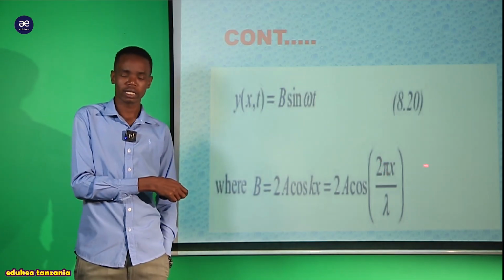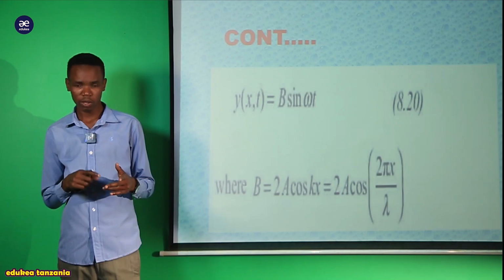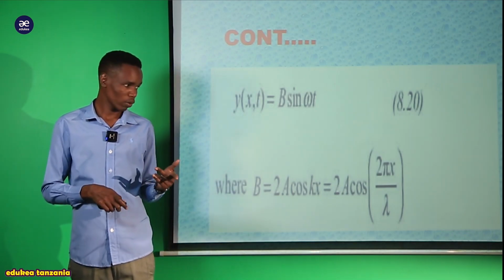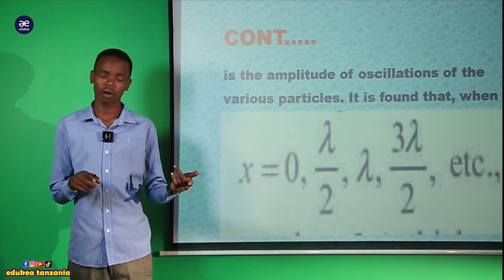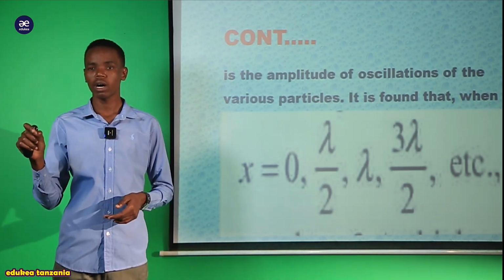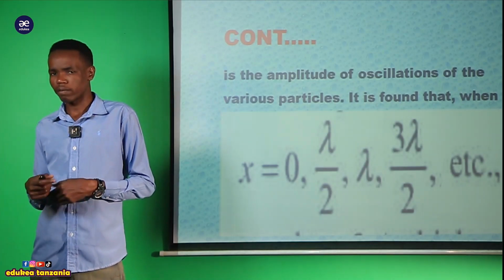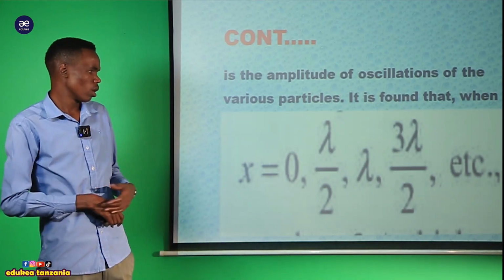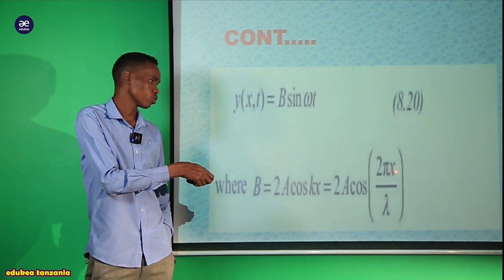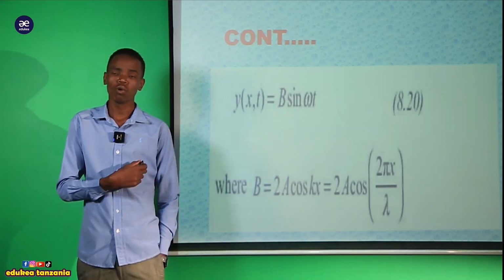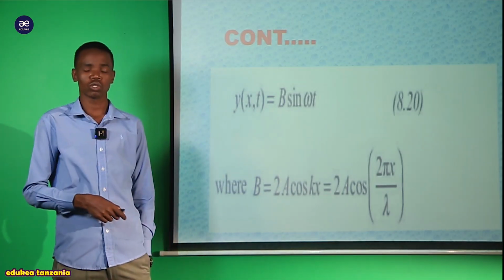Huyu x lazima aweze kuvari. Ataanza atakuwa ni moja, atakuwa ni half times wavelength, then atakuwa ni 3/2 times wavelength, then atakuwa ni sasa na 5 wavelength over yule anakuwa anaenda anavari as we have been told, my dear student. Kwa ukisha substitute pale, mfano tu assume kwamba x ni sasa na 0. If we substitute hapa 0, tutapata kumbe huyu wavelength displacement of oscillation will be equal to 2a.